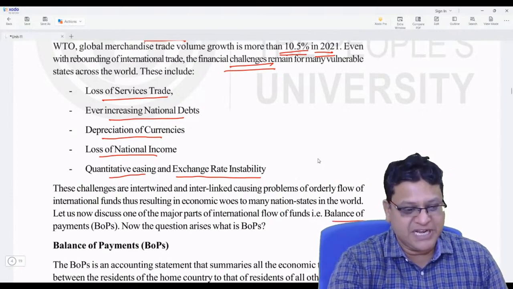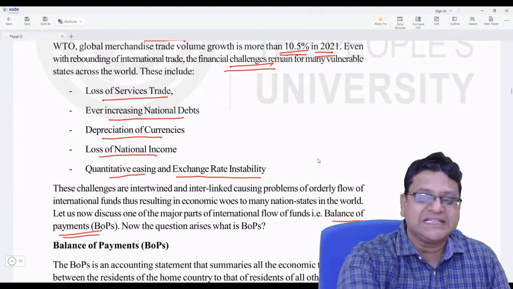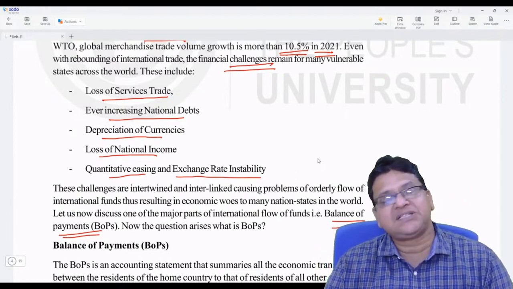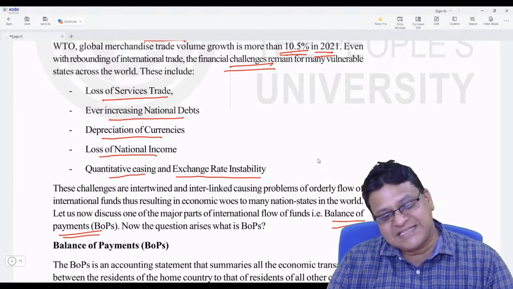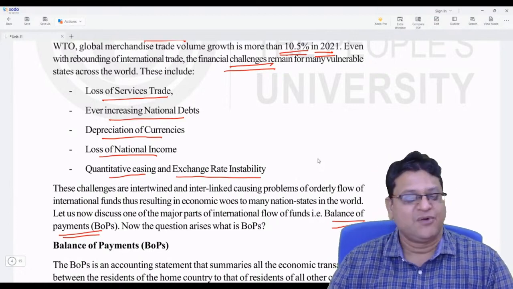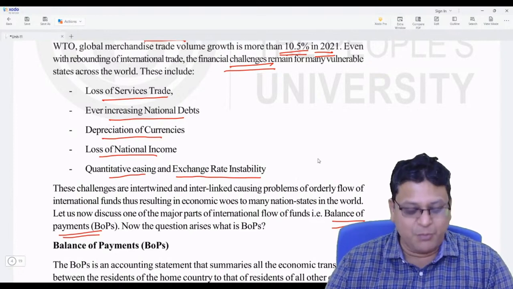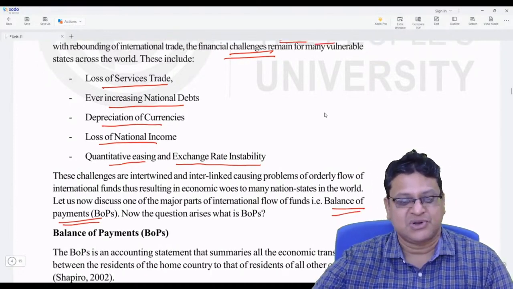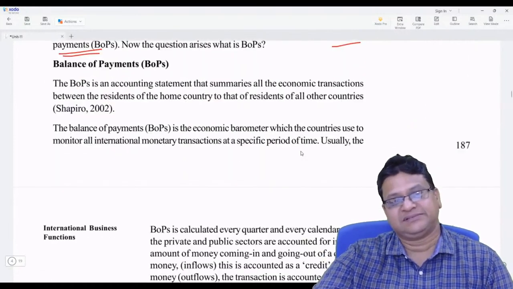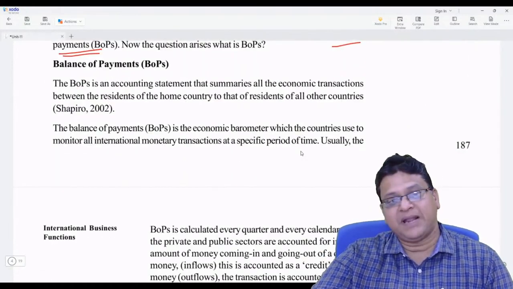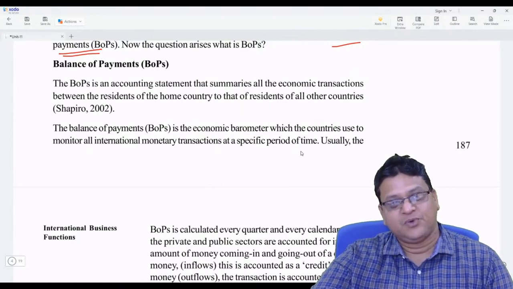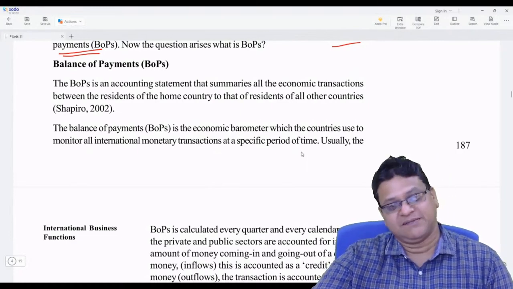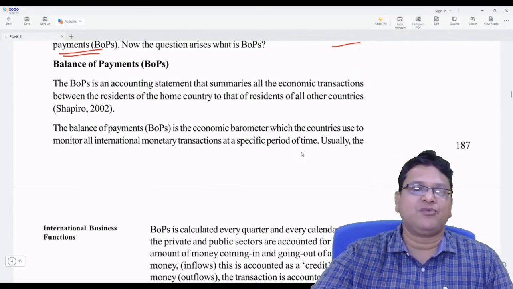So what is a BOP crisis? Balance of payment crisis. Today we will discuss what balance of payment is, how it creates a crisis, what BOP is and what its components are, and how it leads to a crisis. We will discuss all these things one by one. So first we will discuss balance of payment. What is balance of payment? What is the BOP of a country? BOP is an accounting statement.